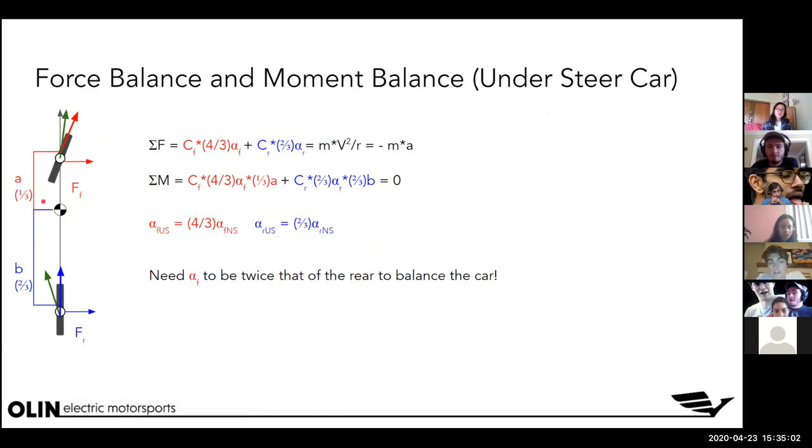So now A is equal to 1/3 of the wheelbase, and B is equal to 2/3 of the wheelbase. When we look back at these force and moment balance equations, you'll see that the front is providing 4/3 the amount of force, and the rear is providing 2/3 the amount of force. So for the moments to be equal, in the front we need 4/3 the slip angle, and in the rear we need 2/3 of the slip angle compared to the neutral steer car. So the required slip angle to make the same turn for the understeer car in the front is 4/3 that required in the neutral steer car, and in the rear, we need 2/3 the amount of slip angle.